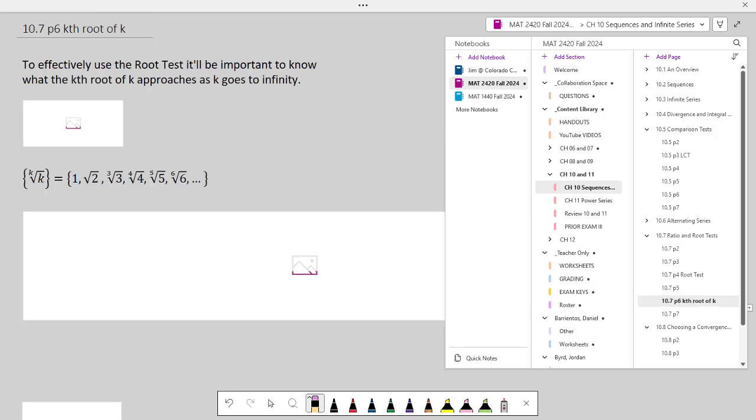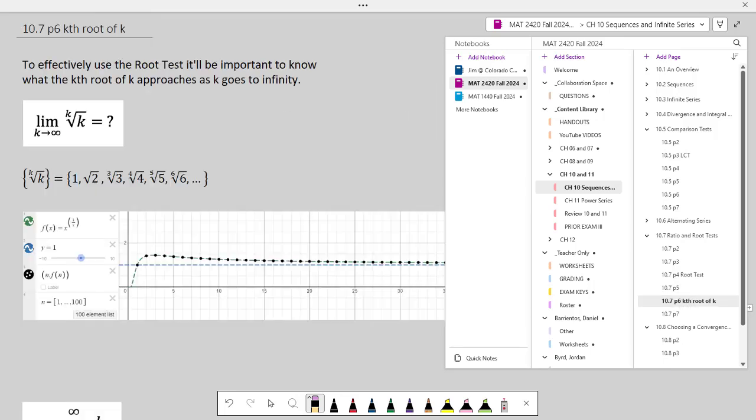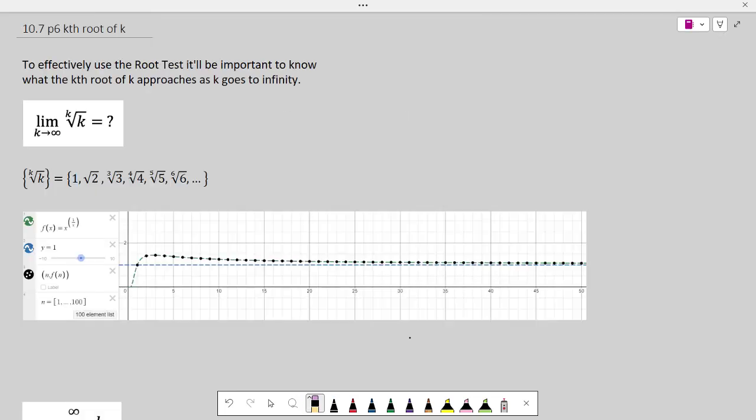Now, k to the k, kth root of k. So the question is, what is the limit of the kth root of k? So that sequence looks like this. This is what the sequence is. 1, root 2, cubed root of 3, 4th root of 4, 5th root of 5, 6th root of 6.